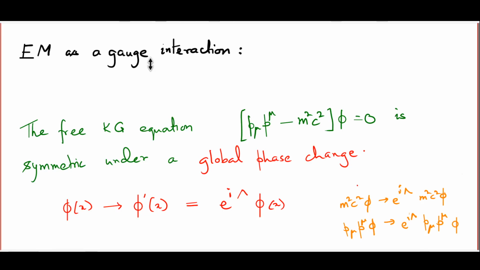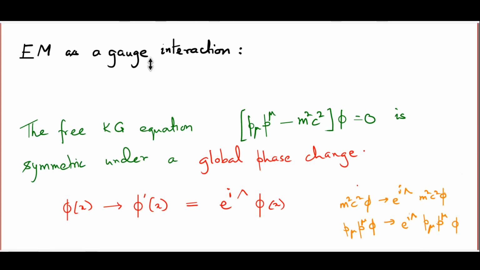To understand this, let us go back to the free Klein Gordon equation, p_μ p^μ − m²c² φ equals 0, and consider that this particular equation is actually symmetric under a very, very familiar symmetry. As you all know, in quantum mechanics, changing the phase of a wave function by an overall factor does not change the physics. And in here also, if you change φ(x) to a new function φ′(x), which differs from the original function φ(x) by a multiplicative phase factor e^{iλ}, where λ is independent of x and t, so the same phase factor everywhere, this is called a global phase change.